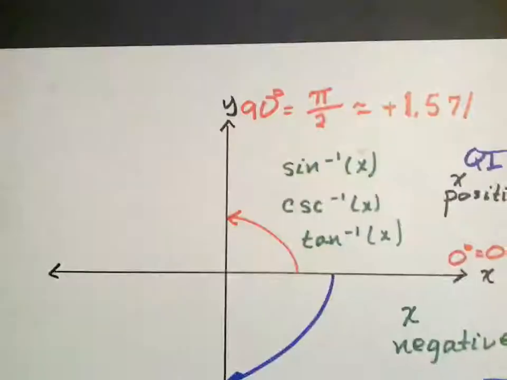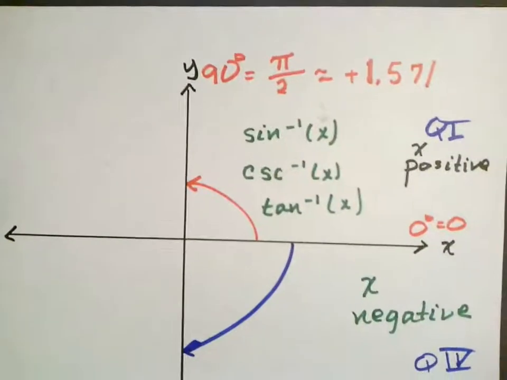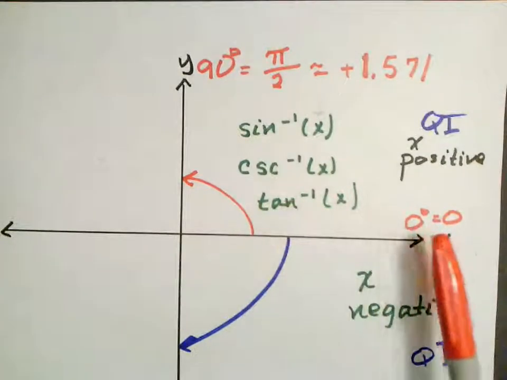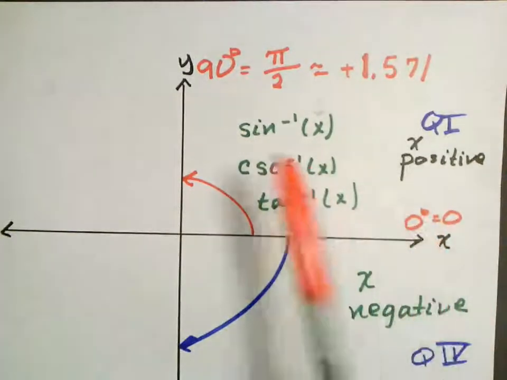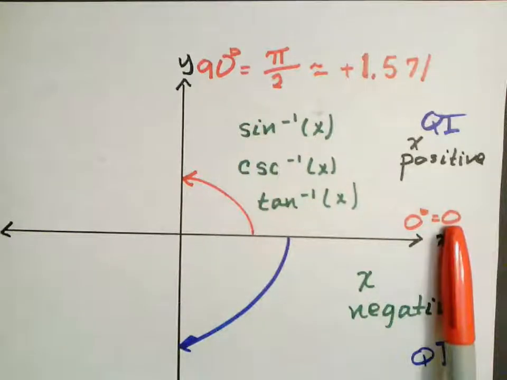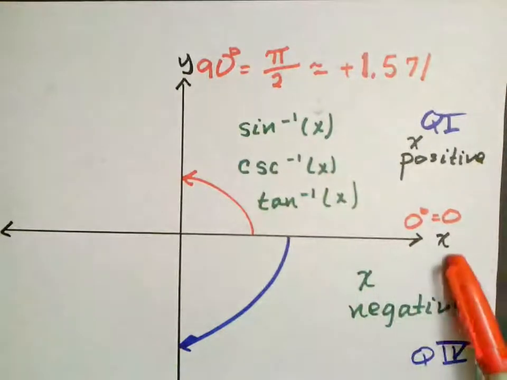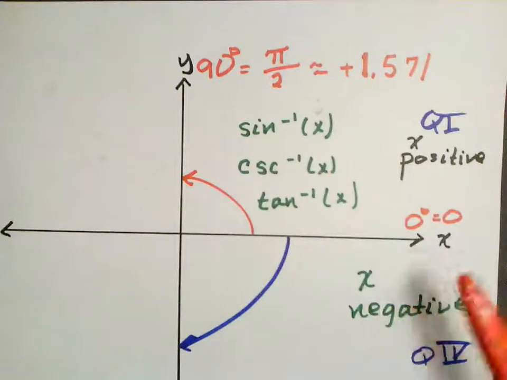And remember that when we did an inverse sine, cosecant, or tan, if the ratio is positive, we're going to get an angle between 0 degrees and 90 degrees, 0 radians and pi over 2 radians. And if the ratio is negative, we're going to get a negative angle between 0 degrees and negative 90 degrees, or 0 radians and negative pi over 2 radians.